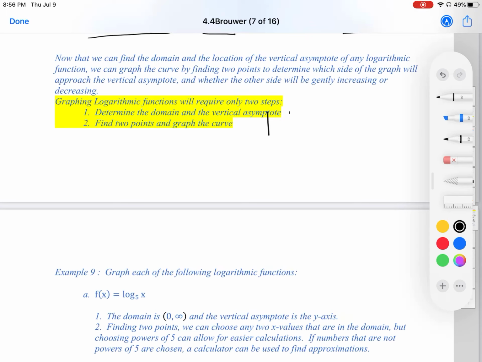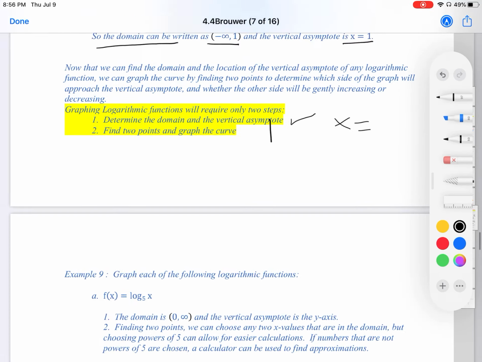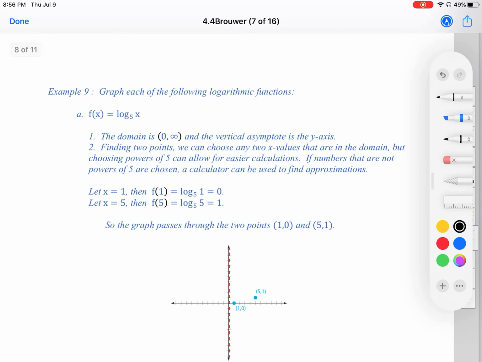Graphing logarithmic functions will require 2 steps. Just like before, determine your asymptote, in this case your vertical asymptote, x equals what? And find 2 points. Remember, one pulls away from the asymptote and one will approach the asymptote but never cross it. So let's take a look at example 9. Graph the following log function.